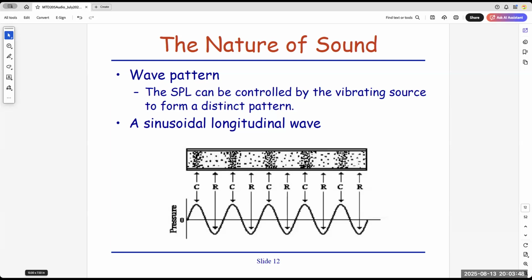So in short, it is loudness. The louder it is, the higher the so-called sound pressure level. Let me see whether I can use this one as an example to show you.